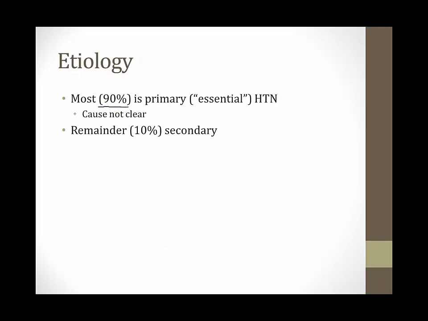Most patients, about 90% or so that you see with high blood pressure, have what's known as primary, or sometimes called essential hypertension. The etiology of this disorder is not clear. Less commonly, patients have secondary hypertension. I talk about this in a separate module. Most secondary hypertension is due to chronic kidney disease, but there are a number of other causes.